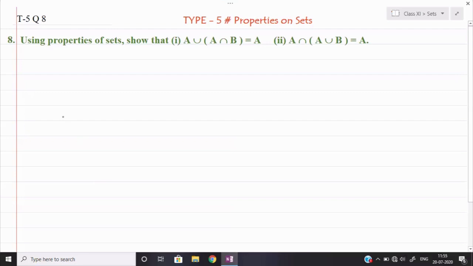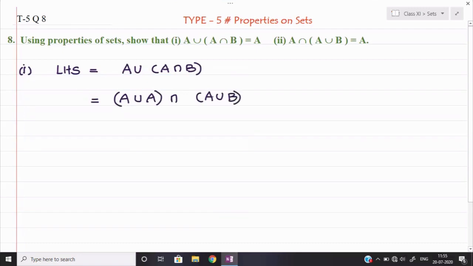Now see question number 8. They are saying again to prove it with the help of properties of sets. I am taking the first part, the left hand side. Question 7 we have done. So we need to prove A union (A intersection B) is equal to A. I will apply the distributive law here first. So A union A, then intersection with A union B.